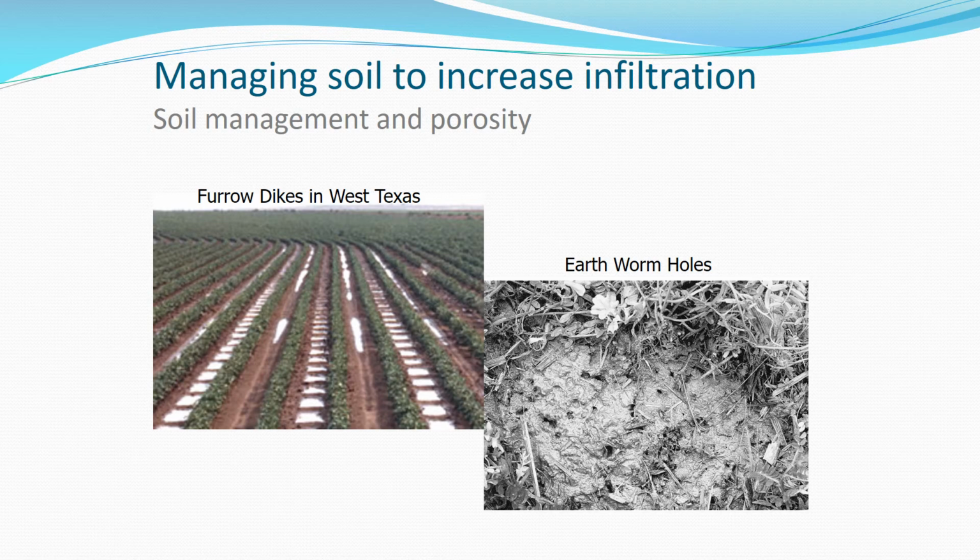So here you can see some examples of some inventive irrigation in West Texas, and a great example of biotic factors in increasing porosity, which are wormholes. Our earthworms are our friends in terms of increasing porosity. They literally eat soil and poop it out with glue on it to form better structure. I mean, it doesn't get better than that, does it, folks?